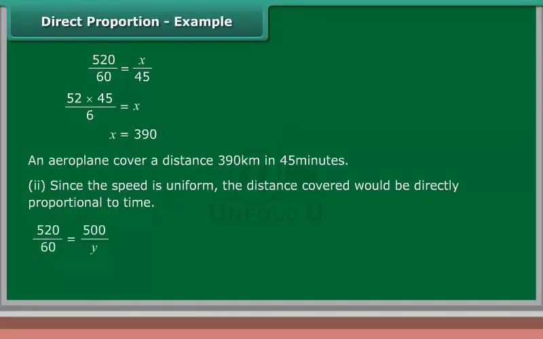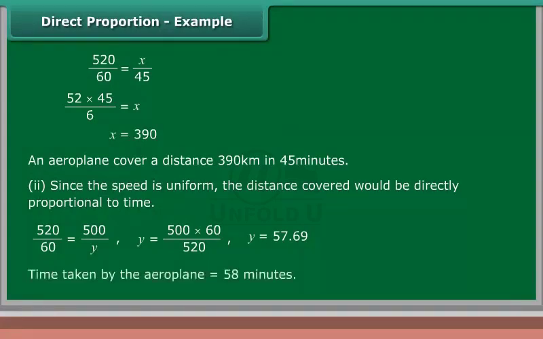520 upon 60 is equal to 500 upon y. So y is equal to 500 into 60 upon 520. Y is equal to 57.69. Time taken by the aeroplane is approximately 58 minutes.